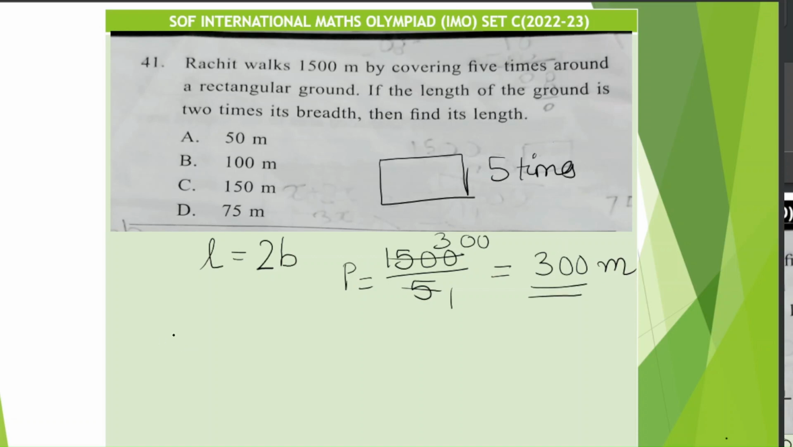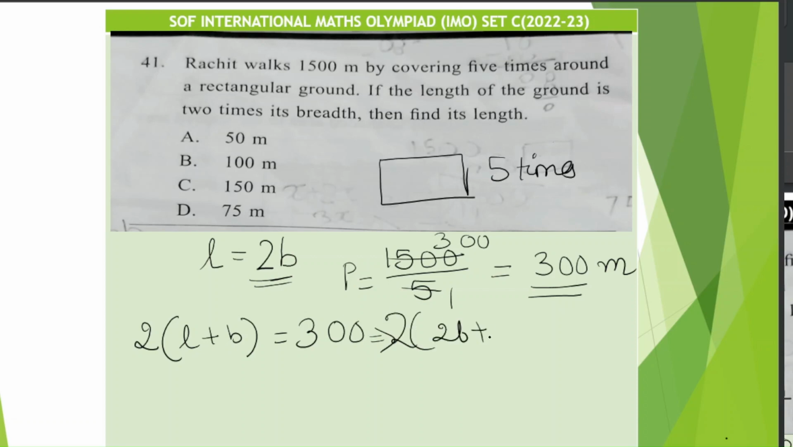Now what is the perimeter formula for a rectangle? 2 into L plus B, which I can equate with 300. Now I know L is equal to 2B, so I'll put it here. It will become 2B plus B equal to 300. Now I can add the numerical coefficients of like terms. So 2B plus B will be 3B, equal to 300. Then we multiply 2 into 3, and it becomes 6B equal to 300.